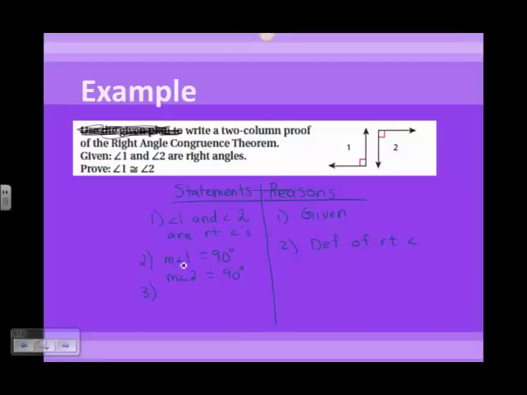Then 3, I can use substitution because they're both equal to 90. That means they're equal to each other. And that is the substitution property of equality. And then lastly, if they're equal to each other, then that means that angle 1 is congruent to angle 2, and that is by the definition of congruence. That's what it means to be congruent. Definition of congruence. Because if their measures are equal, then they are congruent.